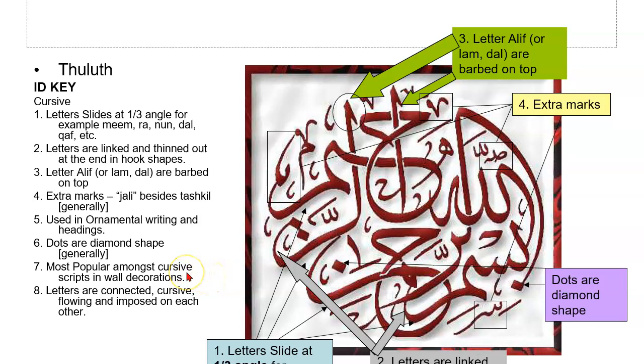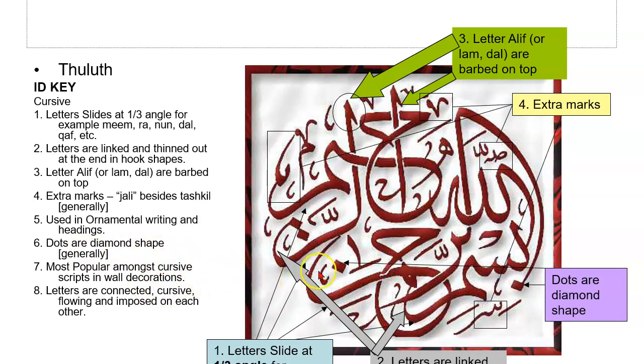So I want to move on. Dots, used in ornamental writing and headings. Dots are diamond shapes. Okay, that shape that's there. Kufic usually has circular ones. It may have diamond shapes as well sometimes. Sometimes Kufic doesn't have any dots, right? But Thuluth almost always, I've seen, has diamond shaped dots.